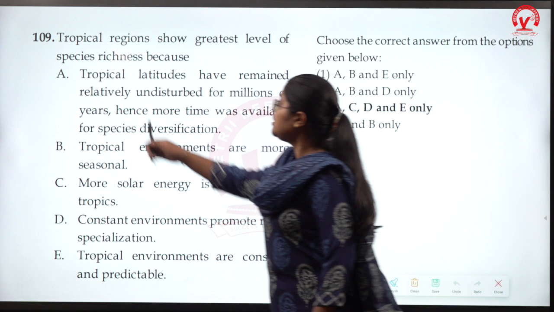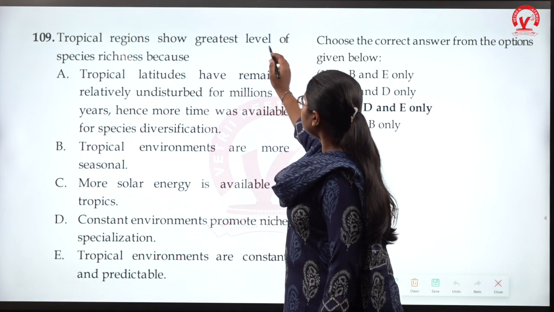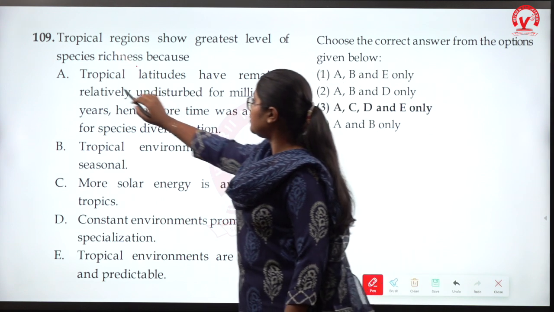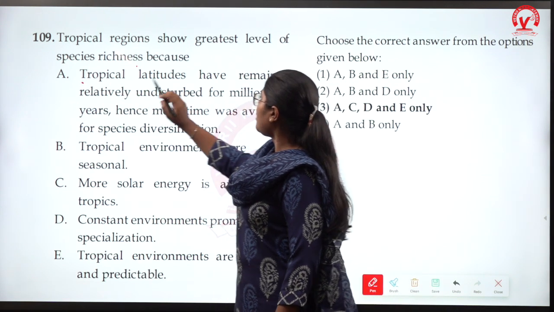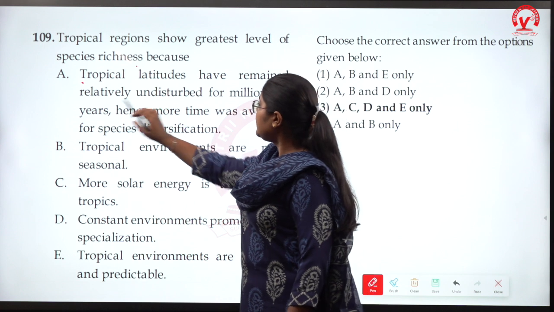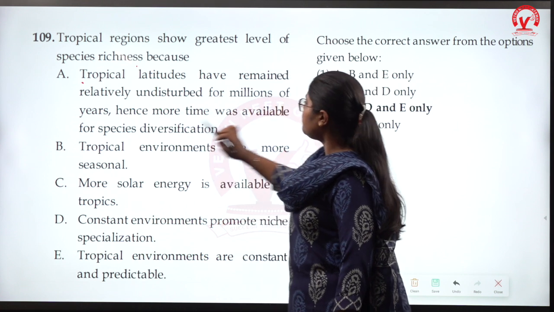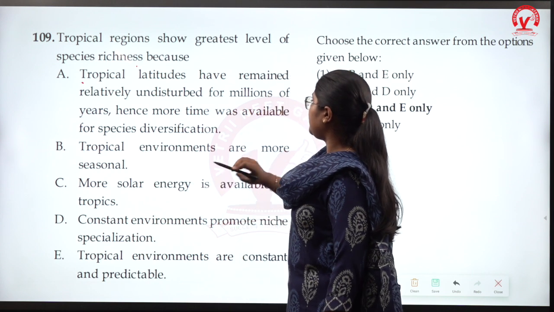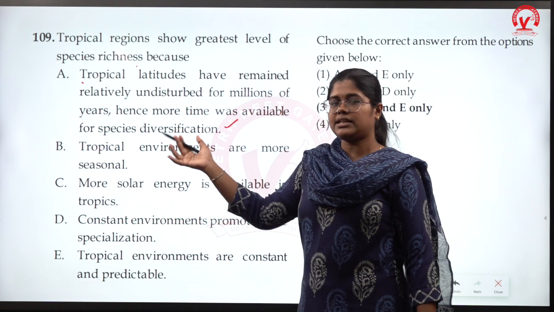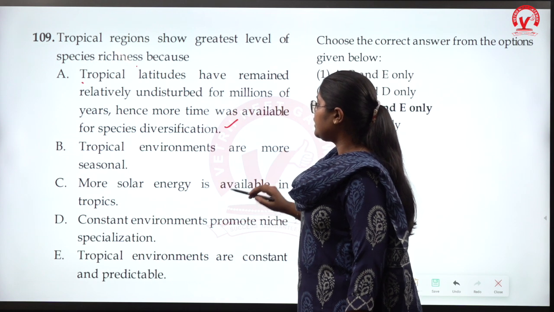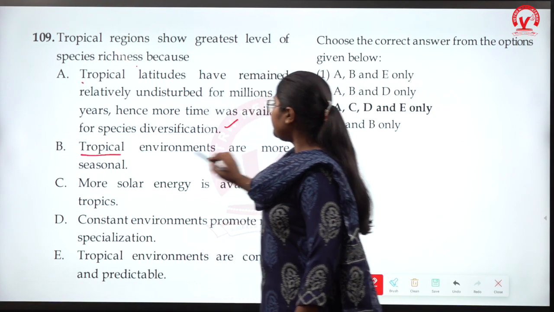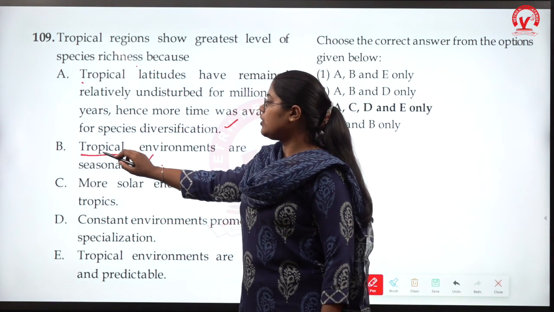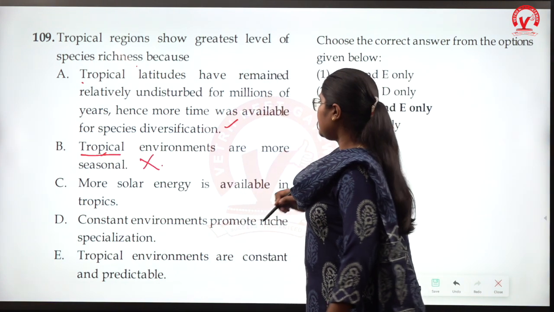So next question, tropical region shows greatest level of species richness. எதனால அப்படினு கேட்டிருக்காங்க. First statement என்ன கொடுத்திருக்காங்கன்னா, tropical latitudes have remained relatively undisturbed for millions of years, hence more time was available for species diversification. So இந்த statement வந்து அப்படியே NCERT ல இருந்து கேட்டிருக்காங்க. This is a correct option. அடுத்தது B ல tropical environments are more seasonal கொடுத்திருக்காங்க. It is an incorrect statement because temperate environments are more seasonal.